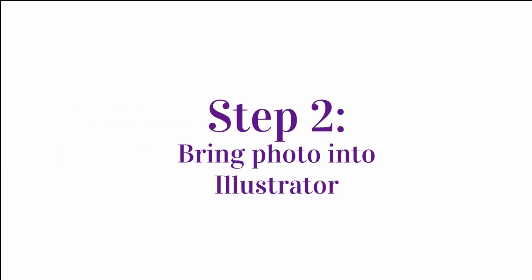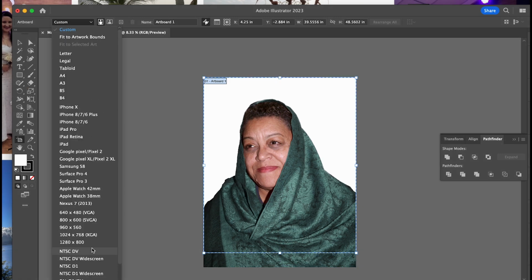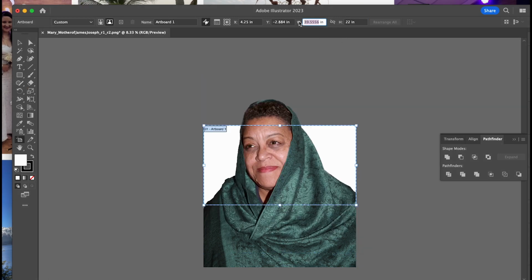Once the colors are the way that I want, I bring the image into Illustrator and get everything set up so that I can start the type portrait part.